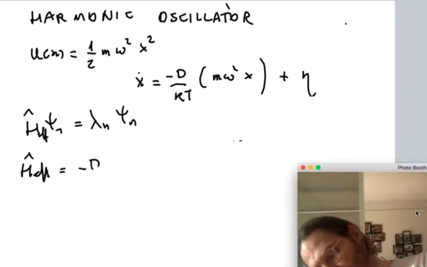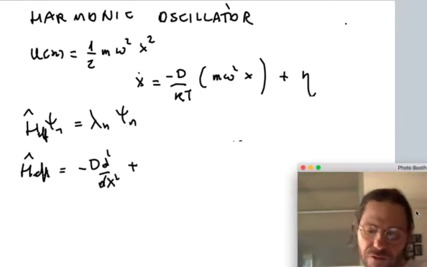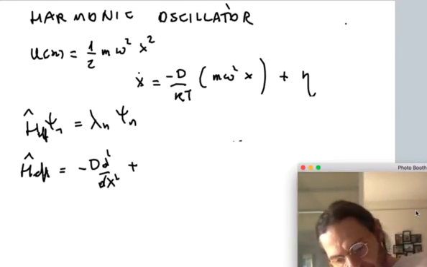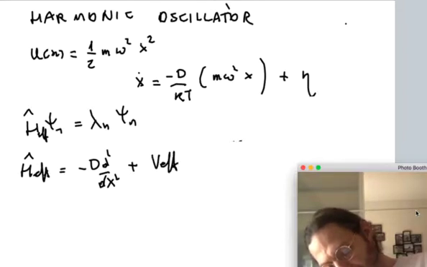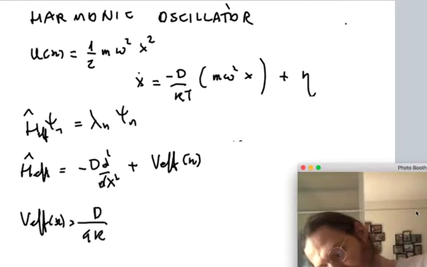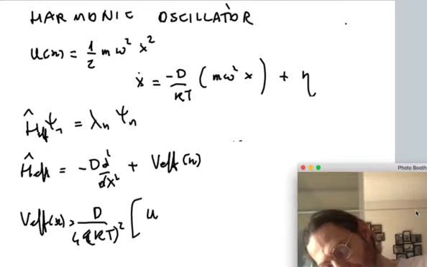H effective is negative diffusion coefficient times the second derivative, plus my beloved effective potential. Now the effective potential is constructed, if you go back to the notes, you'll find all the details, D over 4 kT squared, and then it's U prime squared minus 2 kT U double prime.